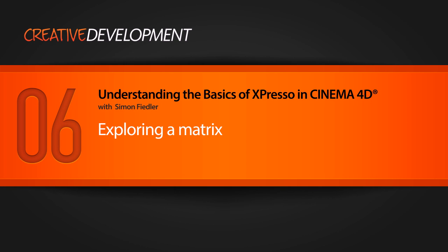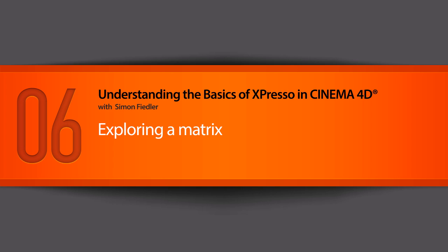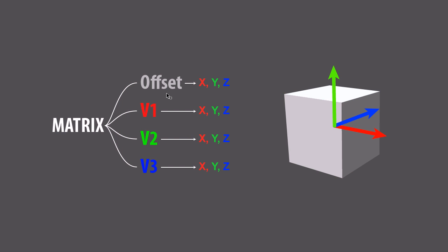In this lesson, we will learn what a matrix is. A matrix is basically a combination of four vectors. The first vector is called offset, which gives us the position of our object in 3D space with its three components x, y, and z. So offset equals the position of the object.